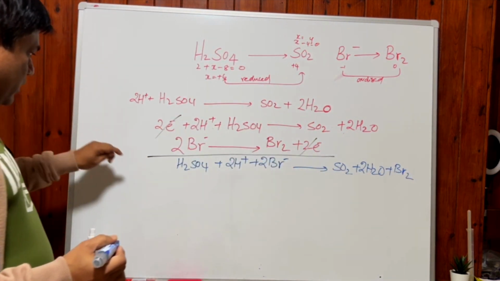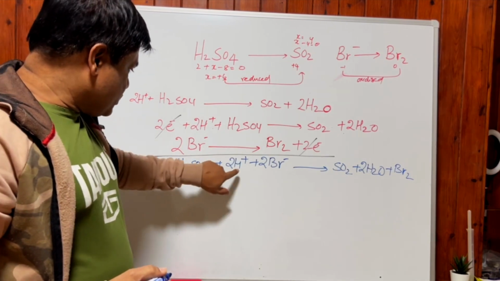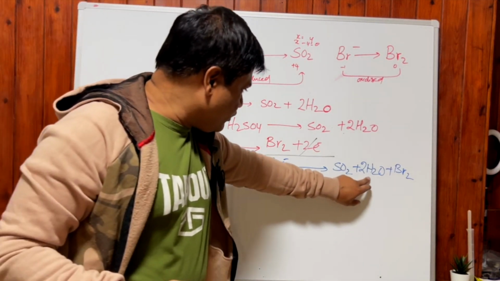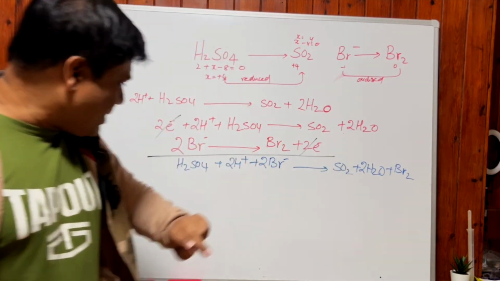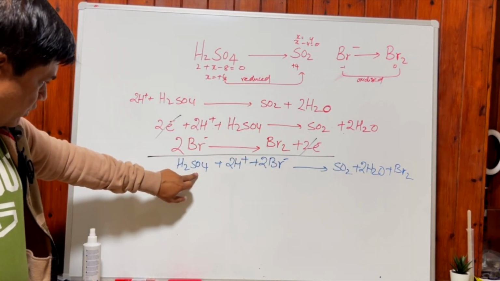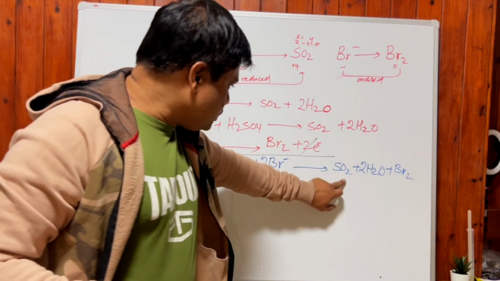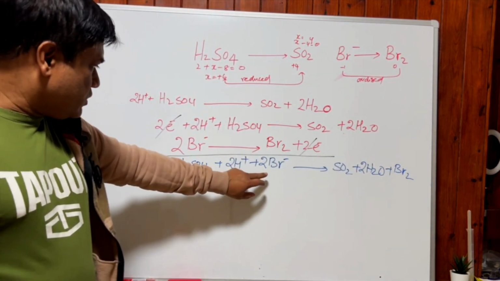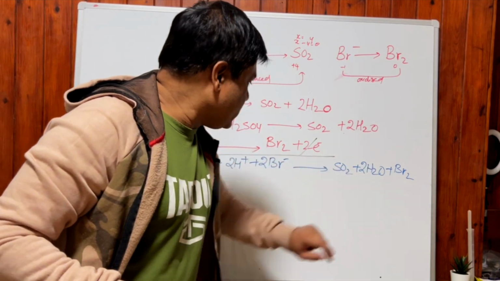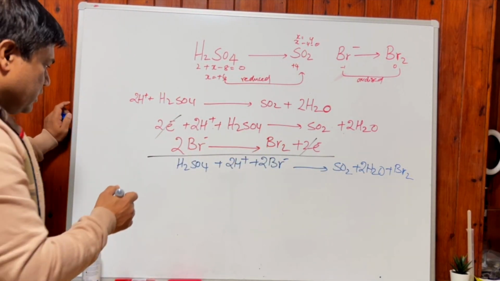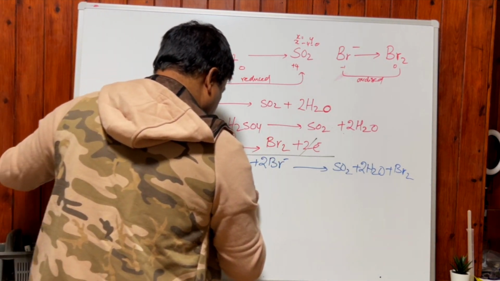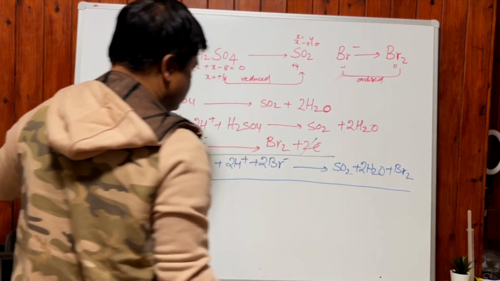Br2, 2 hydrogen plus 2 hydrogen, 4 hydrogen, 4 hydrogen balance, 1 sulfur balance, 4 oxygen, 2 balance, 2 bromine, 2 bromine, 2 positive charge and 2 negative charge. This is also a balanced equation.